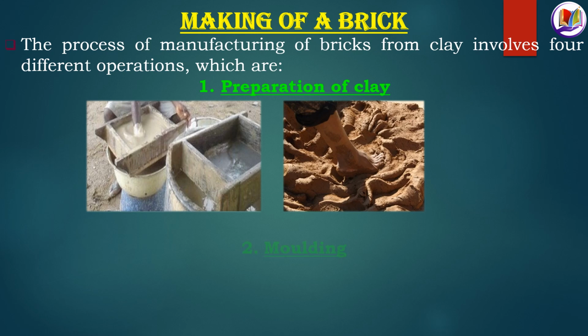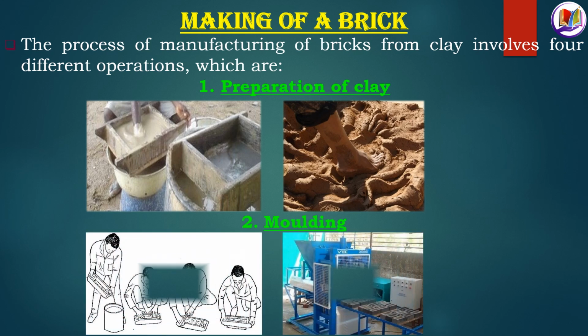Then the next step is molding. This clay is then taken and put in molds and given the shape of a brick. On the right hand side, you can see this is being done with a machine. Let's move to the next step.